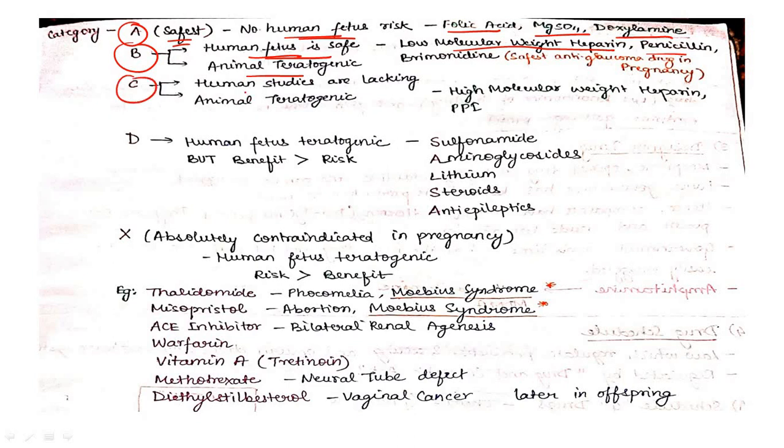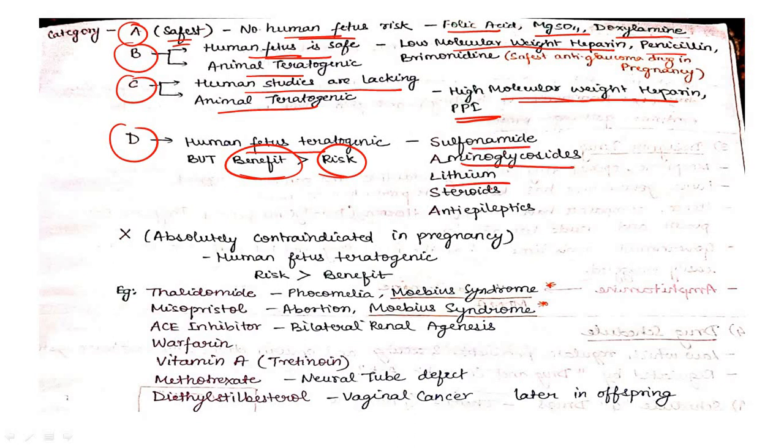Now coming to C, human studies are lacking, but animals are teratogenic. So high molecular weight heparin and PPI come under this. D means human fetus teratogenic, but benefit is more than risk. The human fetus becomes teratogenic when you give this drug, but the benefit ratio is more than the risk. Drugs are sulfonamides, aminoglycosides, lithium, steroids, anti-epileptics.